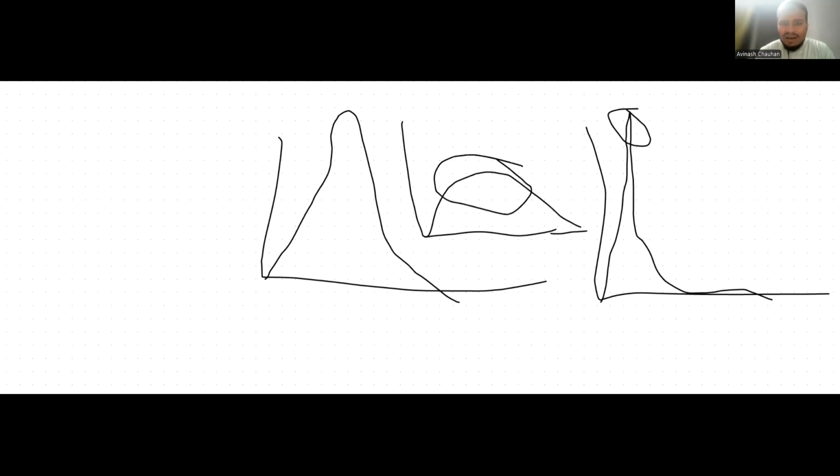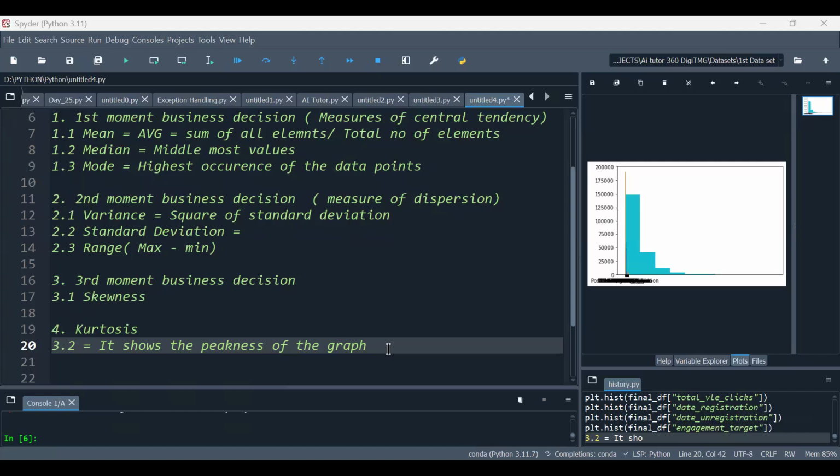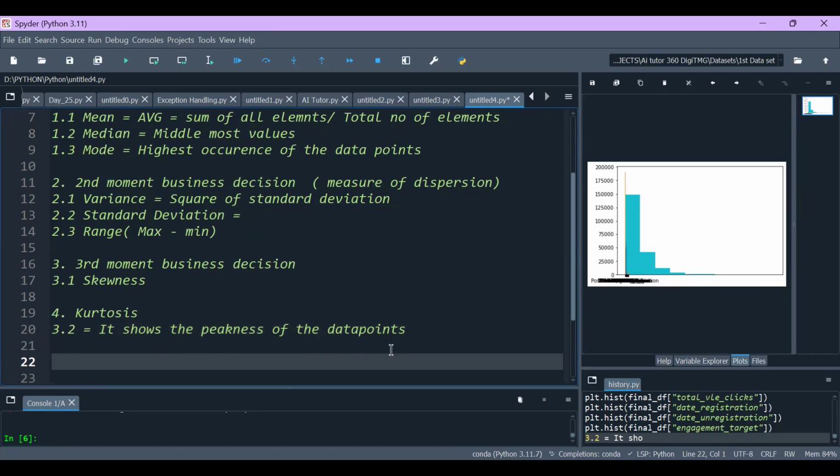So what do you mean by kurtosis? Kurtosis determines the peakness of our graph, or the peakness of the data points. That particular thing is kurtosis. We will learn in detail what kurtosis is, but for now, understand these things. Kurtosis is the fourth.